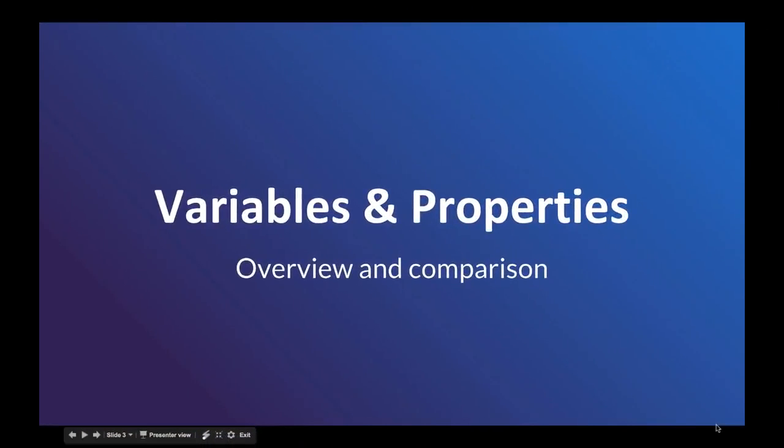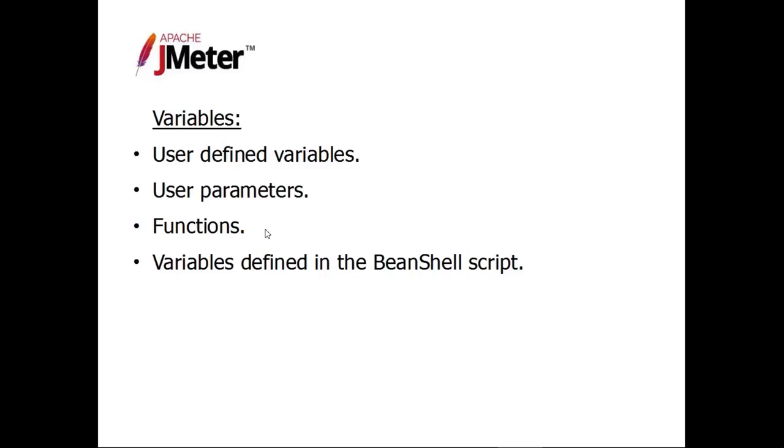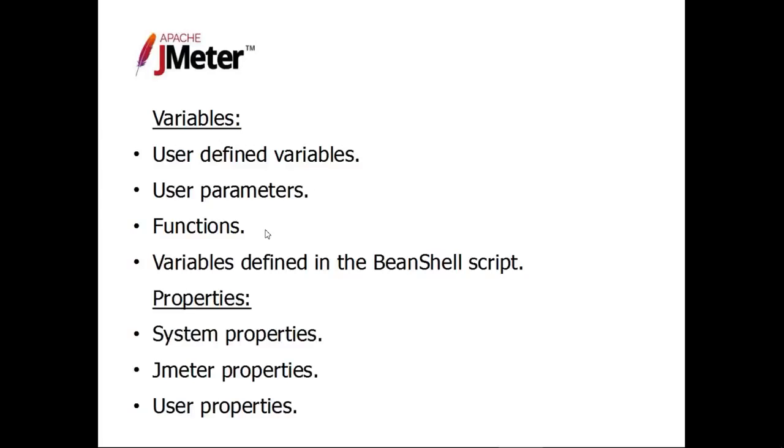Let's start with variables and properties. JMeter has a few types of variables: user-defined variables, user parameters, functions, and variables defined in external scripts, such as a BeanShell script. JMeter has three types of properties: system properties, JMeter properties, and user properties. JMeter variables can only be set within the test plan, while JMeter properties can be set inside or outside the test plan. For example, you can set a property in the command line or by passing a properties file to JMeter when you run it.